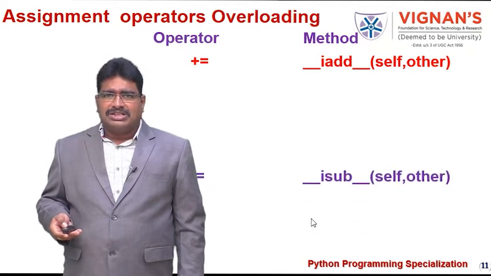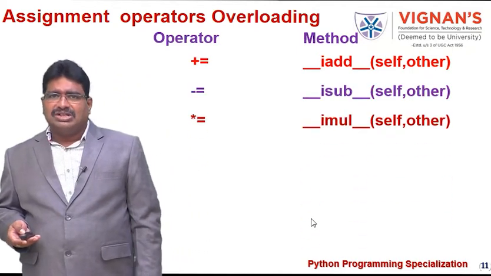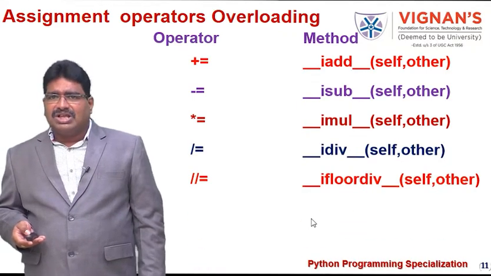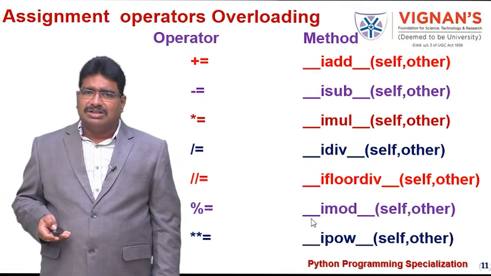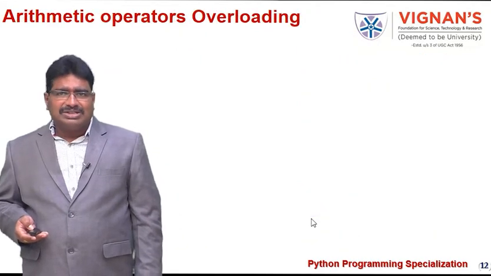Similarly, the other operators are the minus equal to for isub, star equal to imul, division equal to itruediv, and next one is the double slash equal to ifloordiv, and similarly the mod equal to imod, and similarly the double star equal to ipow. These are the methods. We take one simple example.